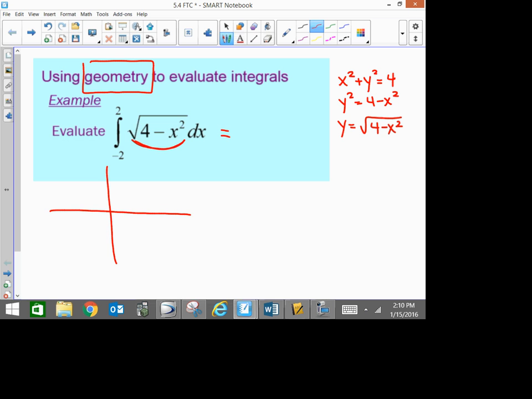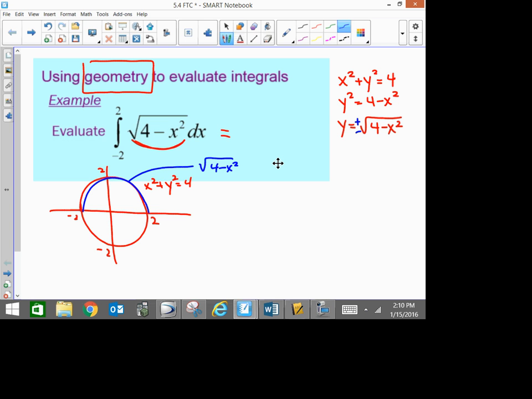Does it look like the top half or the bottom half? Because this would be the circle x squared plus y squared equals 4. This is at 2. You think that's the top half or the bottom half? The top. That's correct. So this piece right here is radical 4 minus x squared.